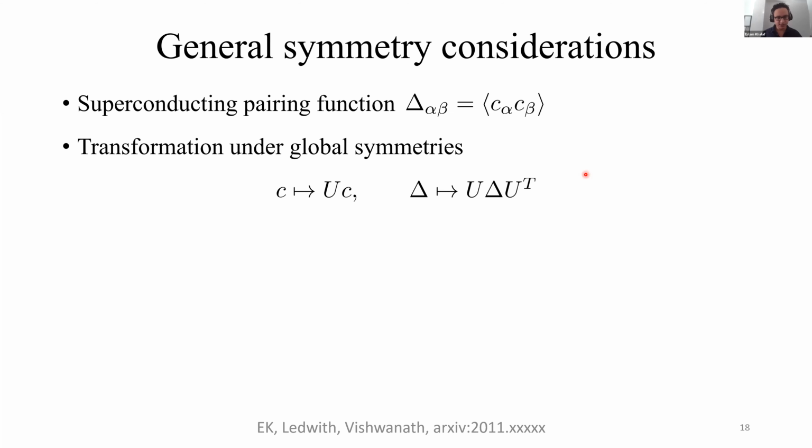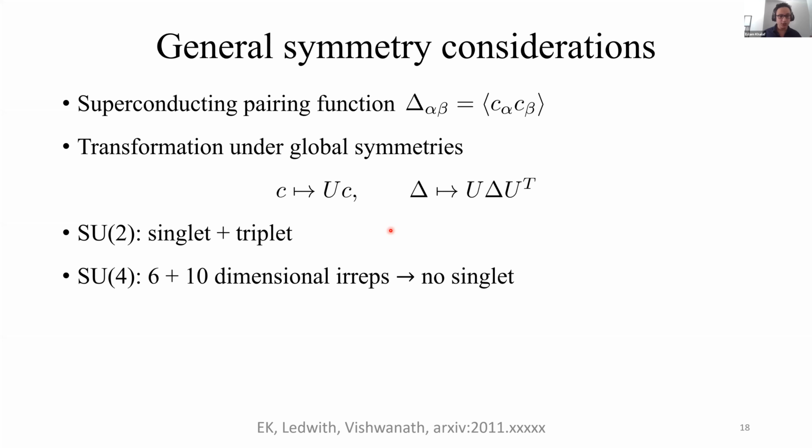For the SU2 case, this means that we can decompose this action into the very well-known singlet and triplet channels. But if you have SUN, where N is larger than 2, you don't get a singlet channel. So for example, for SU4, this action decomposes into a 6-dimensional and a 10-dimensional irrep. These are essentially the antisymmetric tensor representation and the symmetric tensor representation. This has important implications for the physics because this superconductor necessarily breaks the SU4 symmetry. So it's impossible to have a finite temperature, even in the BKT sense.